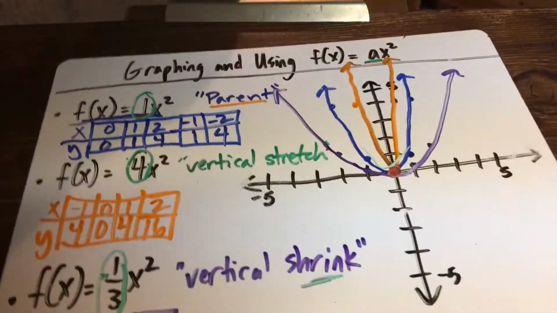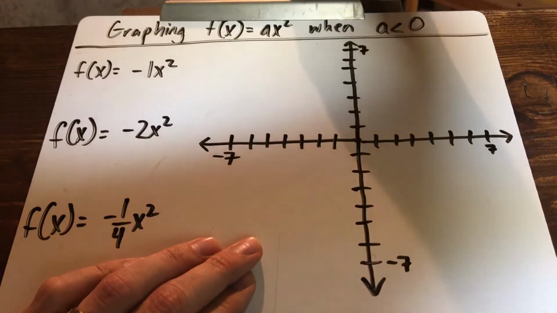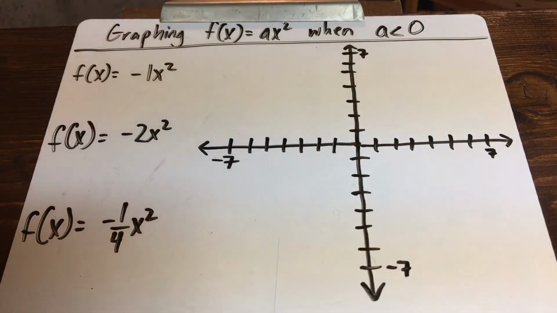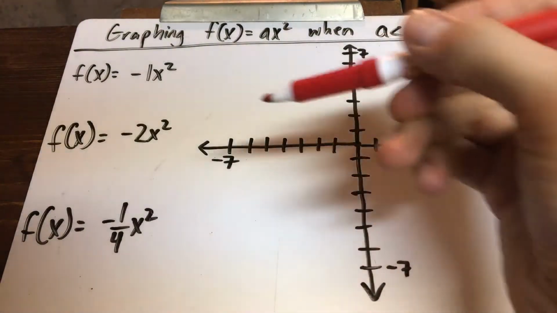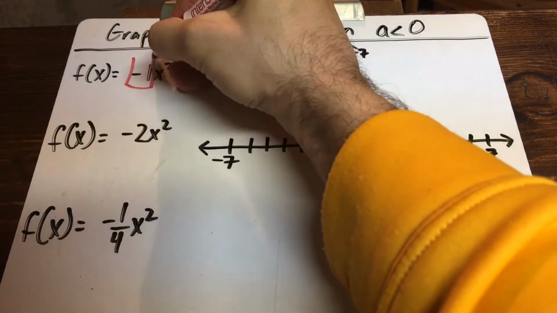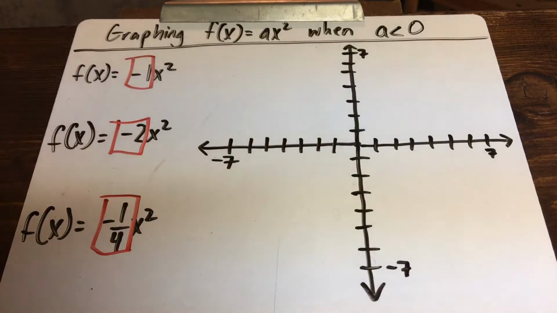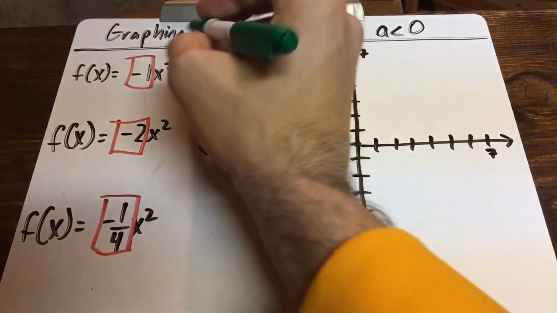Let me show you what happens when that A is negative. You can probably guess, right? When the A is negative, my title here, graphing it when A is less than 0. So when A is a number less than 0, when it's a negative number, look at all of these, right? Look at our A. We've got -1, we've got -2, we got -1/4, right? All of these are not going to be opening up. These will all be opening, you can probably guess it, down, right? Let me start with the basic one. The basic one is this.